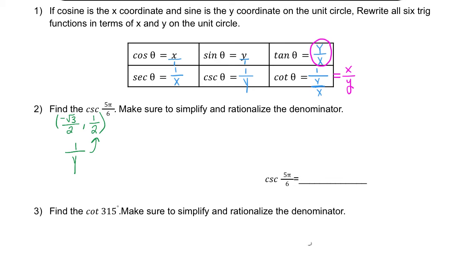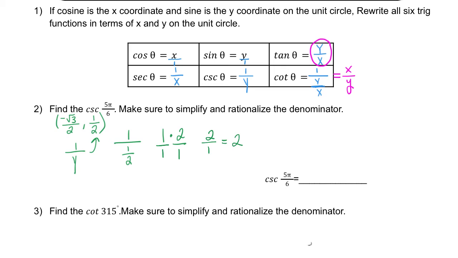So I'm going to take my y value and plug it in, so 1 over 1/2. And when you have a fraction over a fraction, you need to multiply by the reciprocal. So this is going to turn into 1 times 2 over 1. Remember, any whole number can be turned into a fraction by placing it over 1. And so when you're multiplying fractions, you multiply straight across. So that's going to become 2 over 1, or just simply 2.